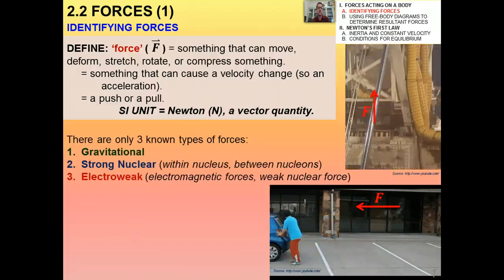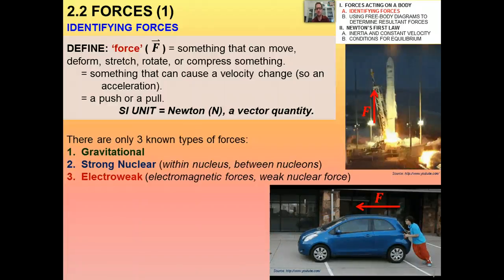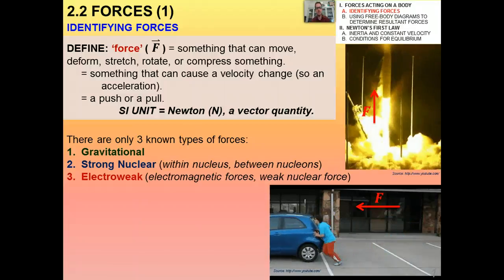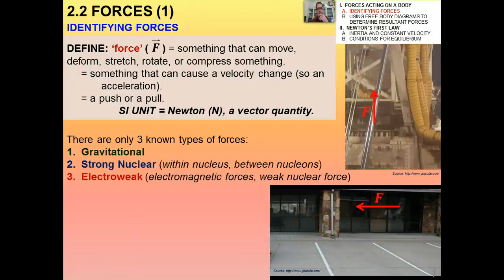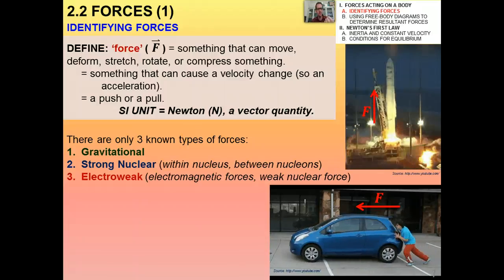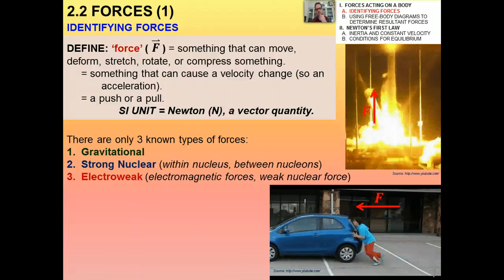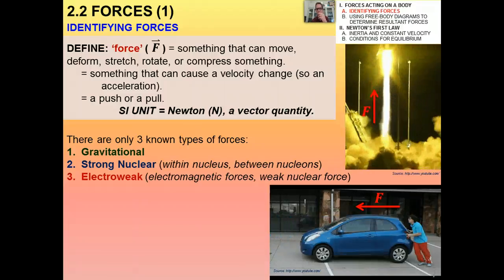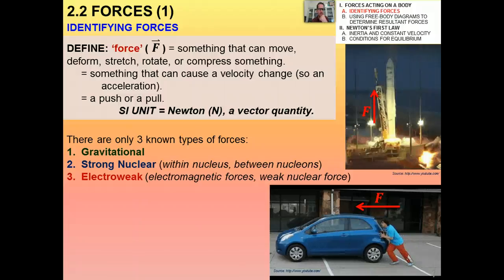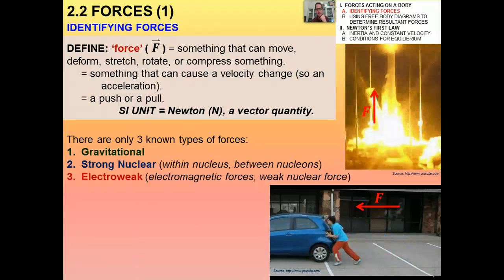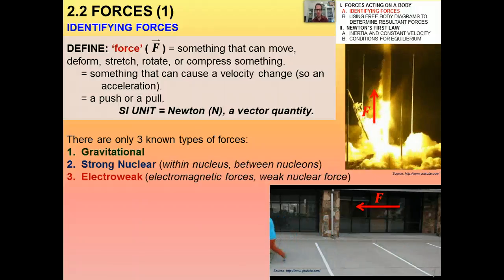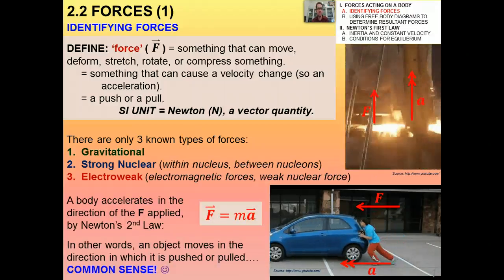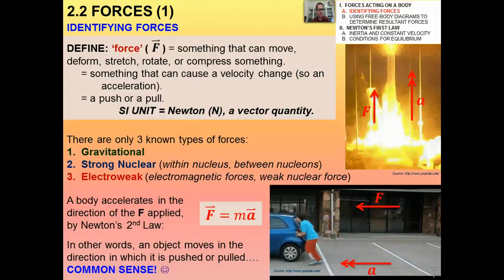You should know that there are only 3 known types of forces. This might be a little bit surprising for you. I'm going to talk about different kinds of forces, but when you get right down to it, on a very basic level, there are only 3 known types. Number 1, gravitational. Number 2, strong nuclear, and these are forces that occur within the nucleus between nucleons, which are neutrons and protons. And number 3, the electroweak forces. These are electromagnetic forces and what are called weak nuclear forces, which we will study later, okay? Almost all forces that we deal with are of the number 3 type, the electroweak, okay?